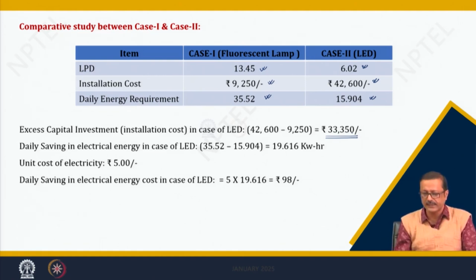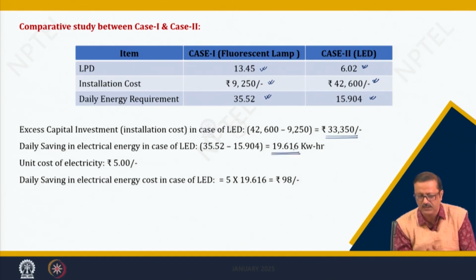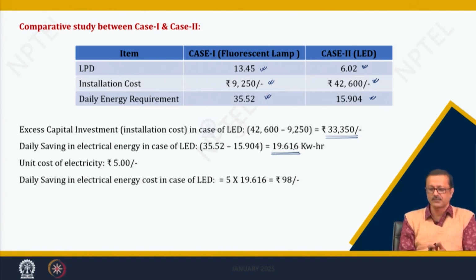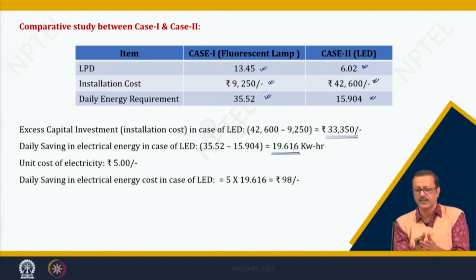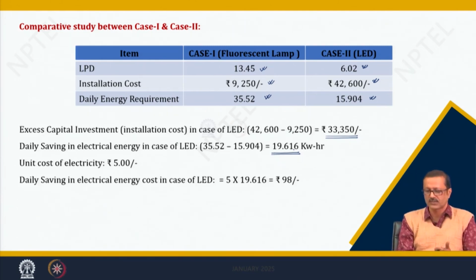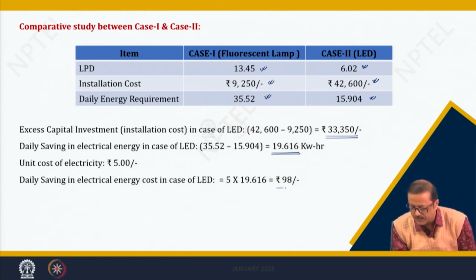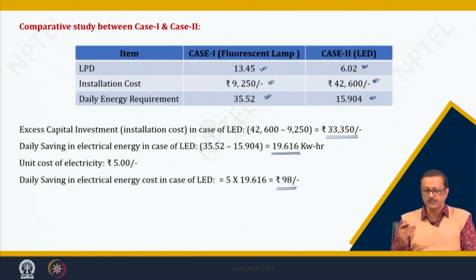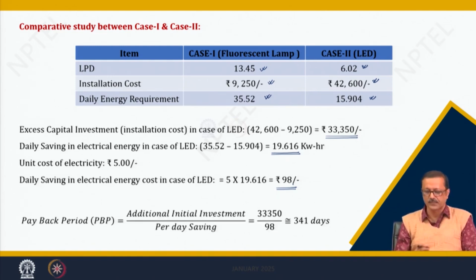But in the case of the LED, I am going to save almost 19.616 kilowatt hour per day, because the difference between the fluorescent lamp requirement and the LED is 35.52 and 15.9 respectively. So, the difference between them, 19.616 kilowatt hour, is my energy savings per day, which is good, and the cost of electricity is 5 rupees. So, per day I can save almost 98 rupees from my electricity bill if I go with the LED.